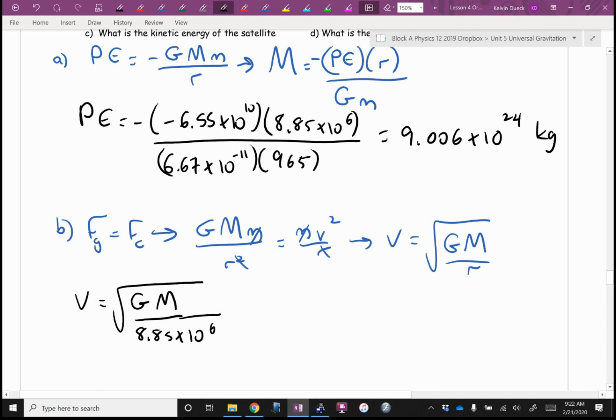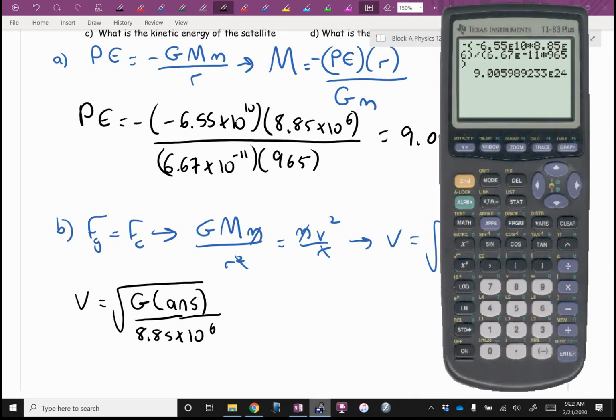By the way, what's big M? Please don't say 5.98 times 10 to the 24th. I'm going to use my answer button right there, just so that I know I'm not accidentally going to type out of habit 5.98 times 10 to the 24th. 6.67 times 10 to the negative 11 times answer button, divided by 8.85 times 10 to the 6th. That's faster than light. Oh, square root. Whew. A little scared for a second there.